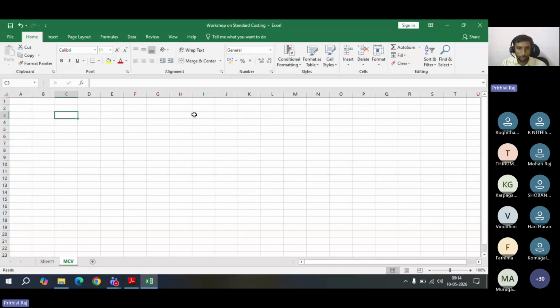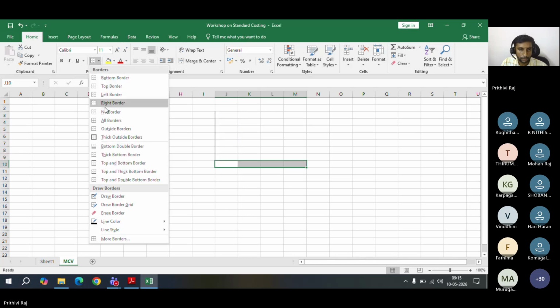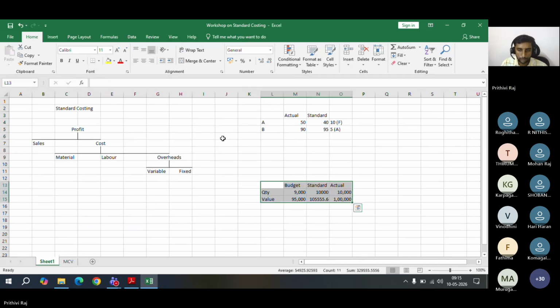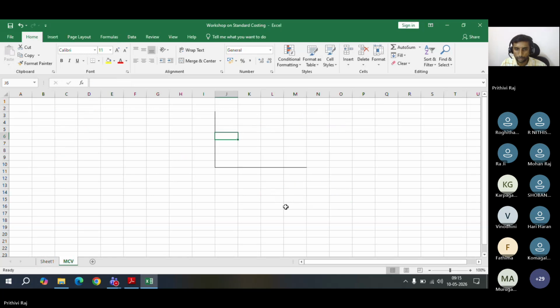So let me go with the graph first one. Just let me put the graph. Left one. You don't understand this, right? Any questions in this standard and actuals? If no question, I'll proceed further. Okay.